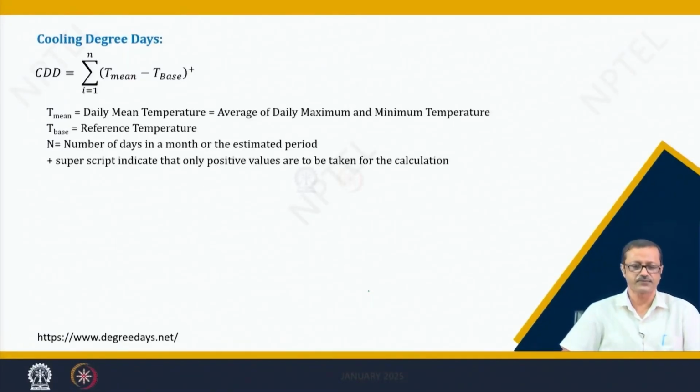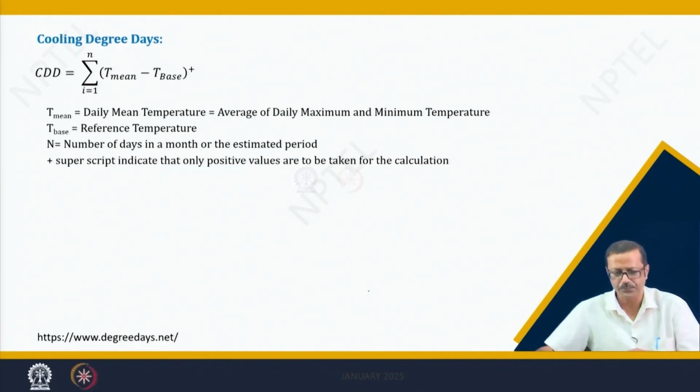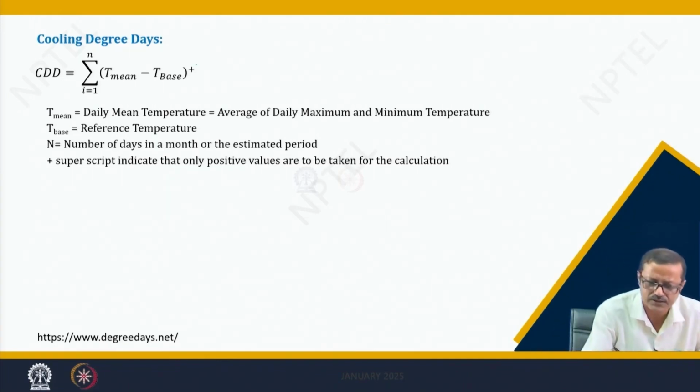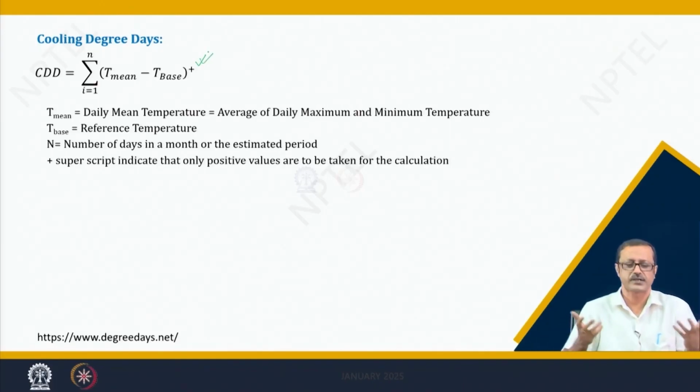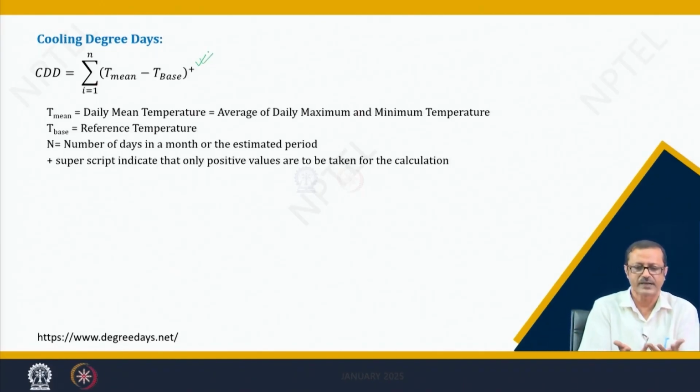So, here this is the formula I have already discussed. Here there is a plus sign, which means I will always take plus, because a negative sign I will not take. Why should I take a negative sign? If this T mean minus T base is negative, then no cooling is required, that we have seen in the Delhi case in the month of January.